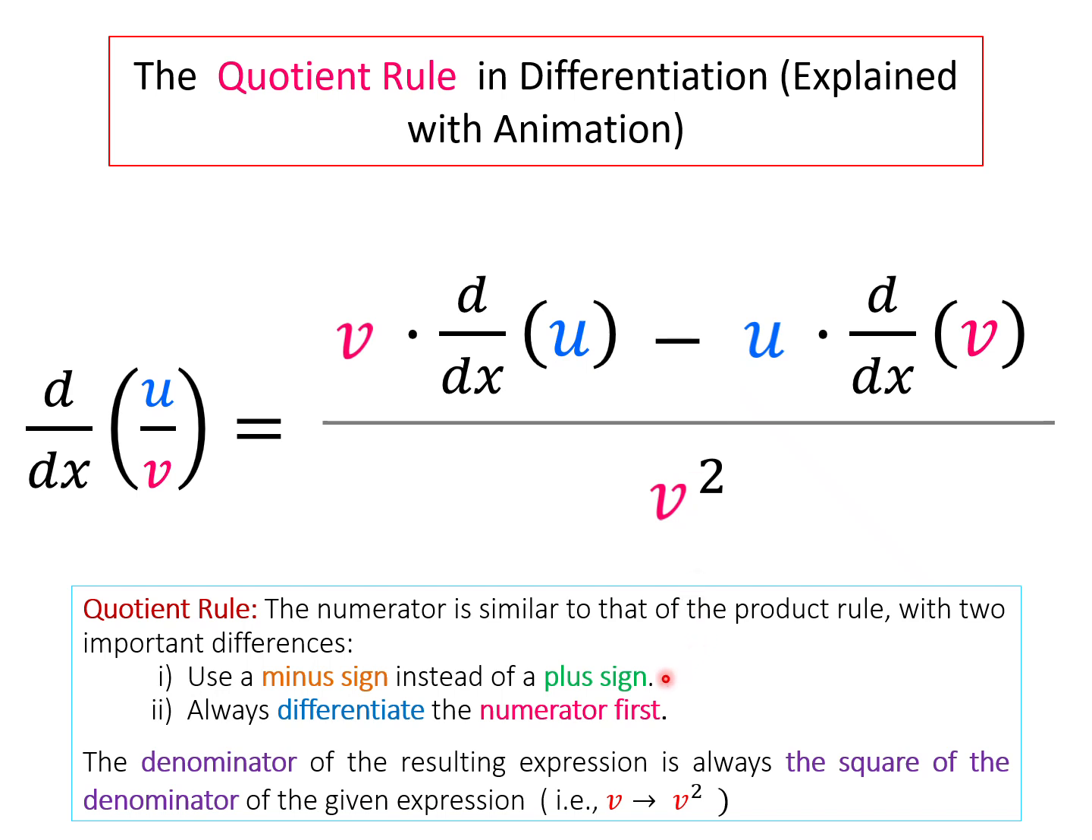Second point is, since it is minus sign, we cannot change the order of differentiation, like we cannot differentiate v first. We have to differentiate u first, numerator first. These two things, if you remember, then numerator part is clear to you. Now about the denominator part. Denominator part is nothing but just the square of denominator. This is what is quotient rule. So if you once remember these points, then nothing new here to be remembered.